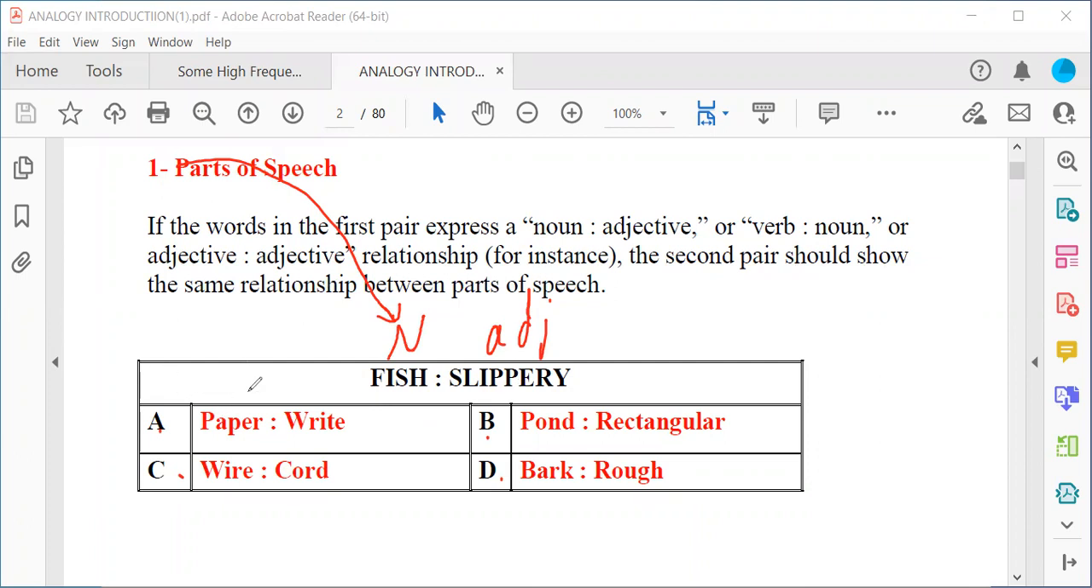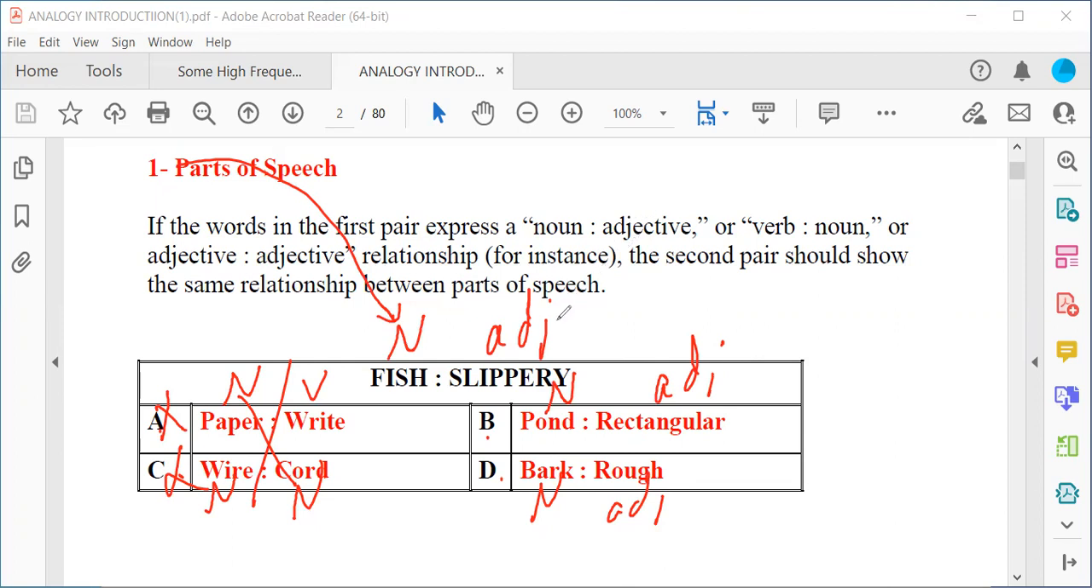Before we answer, we should look at the words. Paper is noun, write is verb, so we cancel this option. Pond is noun and rectangular is adjective, so we keep this one. Wire is noun and cord is noun, so we cancel this one. Bark is noun, rough is adjective, so we keep this one. So we cancel A and C. Now what's left? We have B and D. Now we are going to choose between B and D.